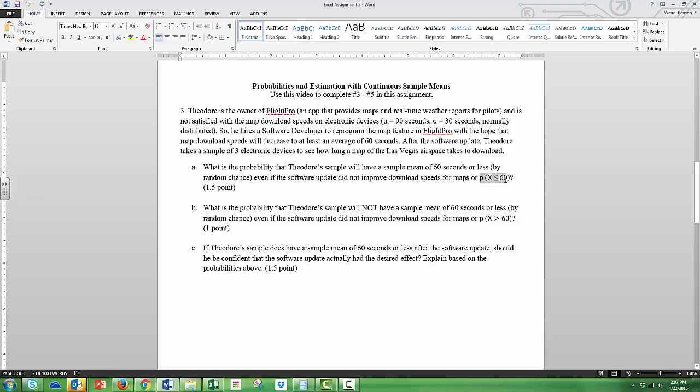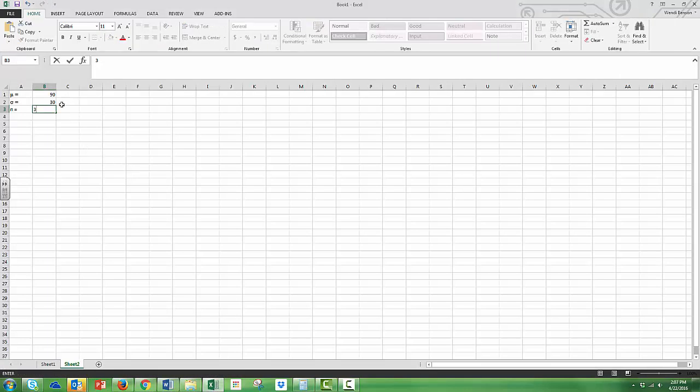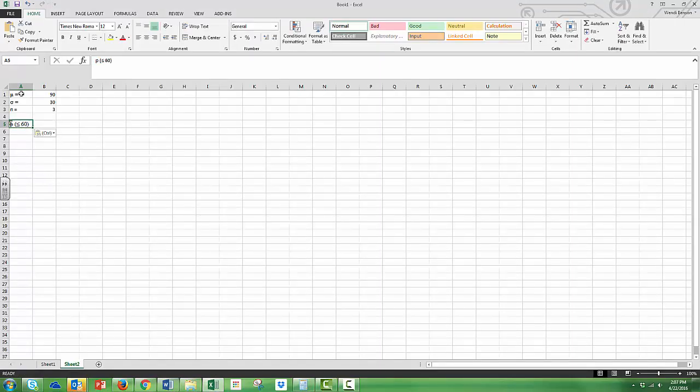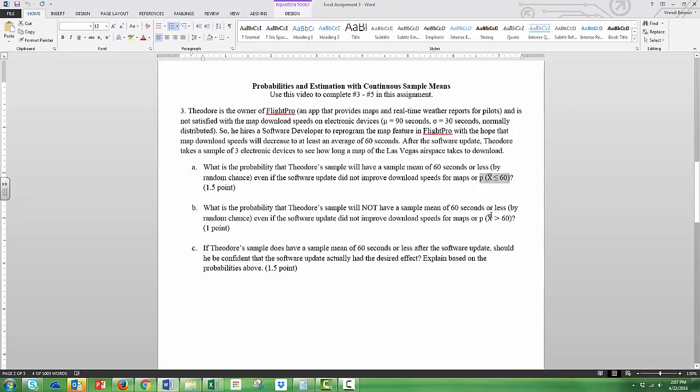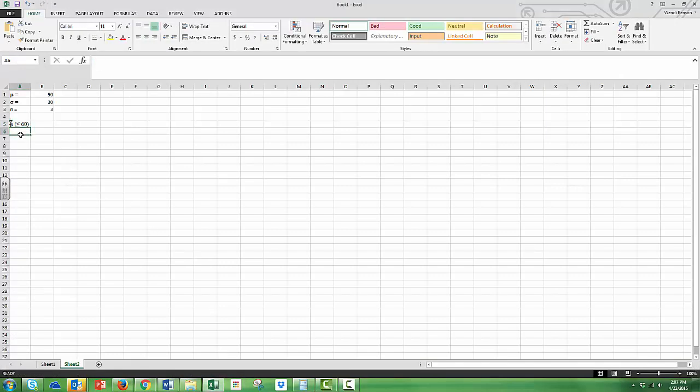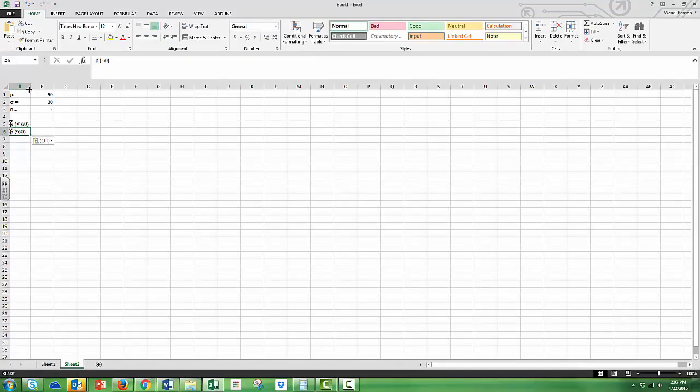So we want to know the probability that the mean is going to be less than or equal to 60, just due to chance. Okay, it looks a little funky, but I'll know what you were doing. All right, there we go. And then the probability that the sample mean would be less than 60 due to chance, even if the software update didn't work and the devices still represent the original population before the update.